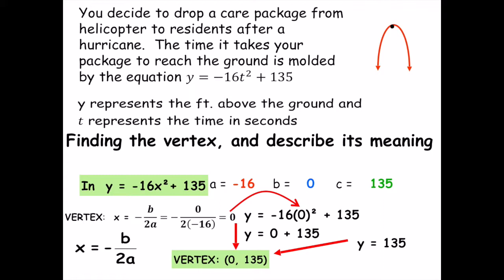So it says we have to interpret this. It goes 0, 135. Well, the 0 represents our x, or our t in this case. t is the time in seconds. So at 0 seconds, comma, and then 135, and that says y represents the feet above the ground. So at 0 seconds, the package was 135 feet above the ground. So basically, right before they dropped the care package, they were 135 feet above the ground. All right. That one takes some practice, so you'll want to get some practice, especially on the homework on those.